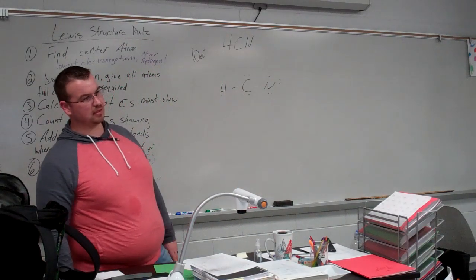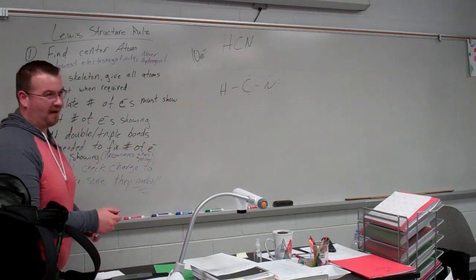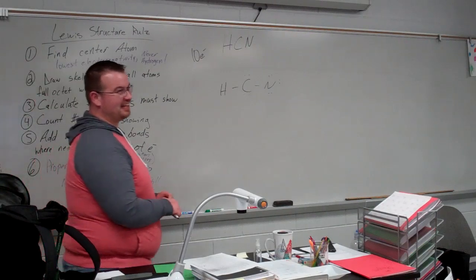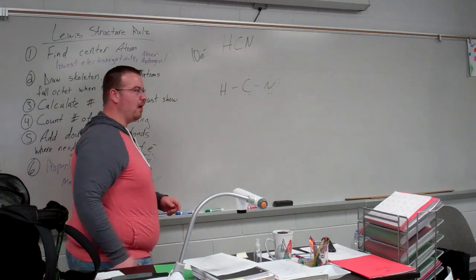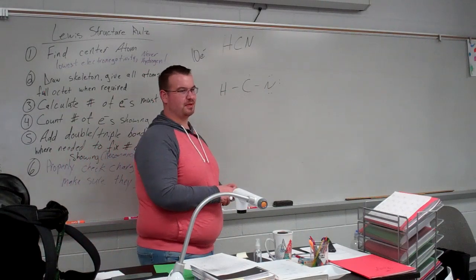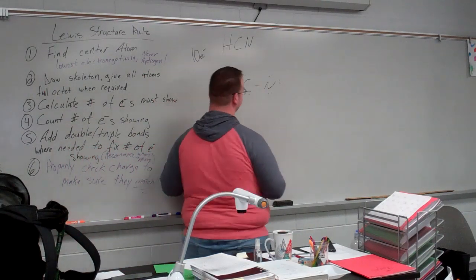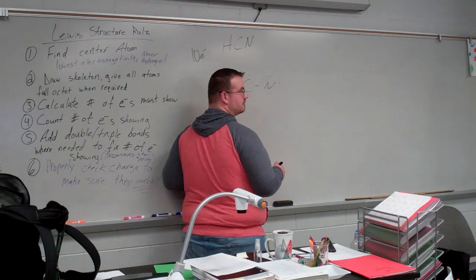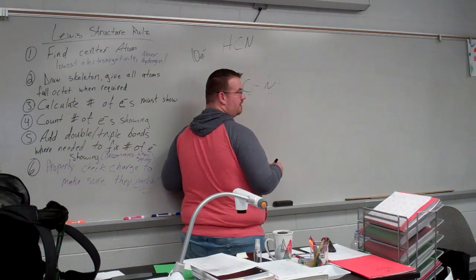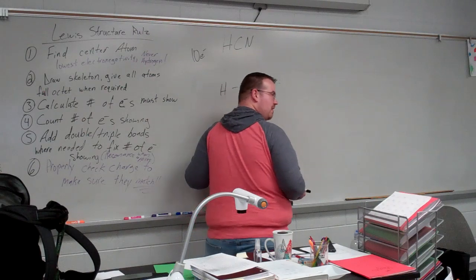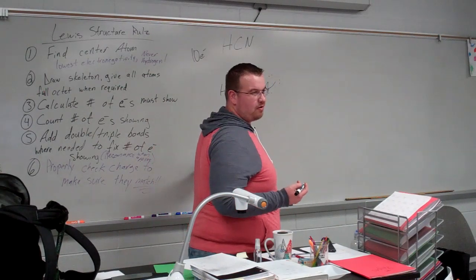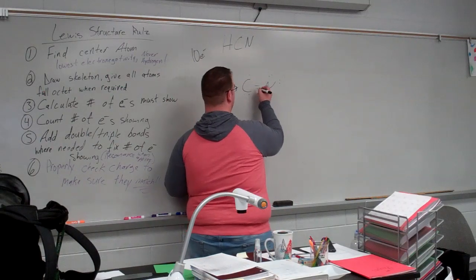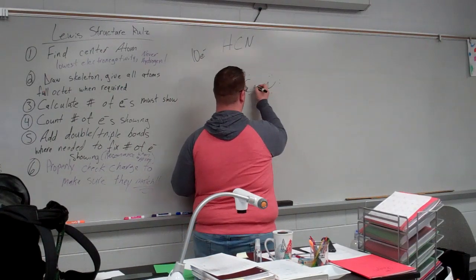Take 2 away. Erase 4. Add a double bond. Where are we going to put the double bond? On the left or the right? Right. Why not the left? You don't have any extra electrons over there to take away. Will hydrogen form double bonds? No. That's why. Put it on the next one.